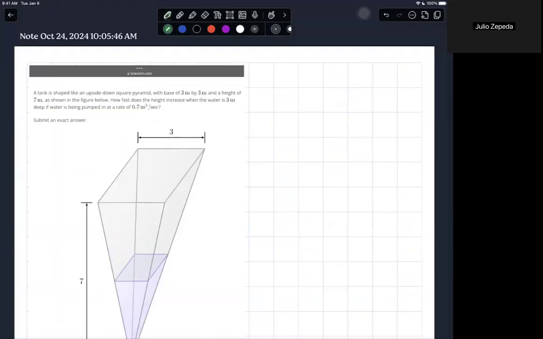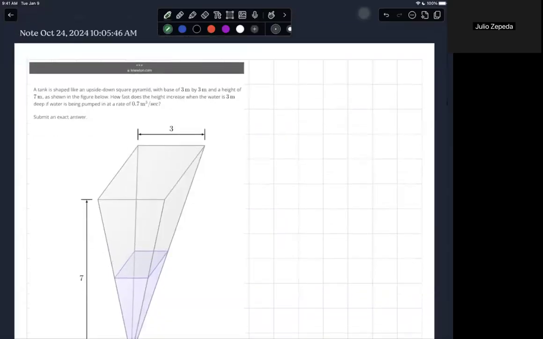Okay, so let's read the problem here. It says a tank is shaped like an upside down square pyramid with a base of 3 meters by 3 meters and a height of 7 meters, as shown in the figure below. How fast does the height increase when the water is 3 meters deep if water is being pumped in at a rate of 0.7 cubic meters per second? Submit an exact answer. Okay, so a lot of information there.